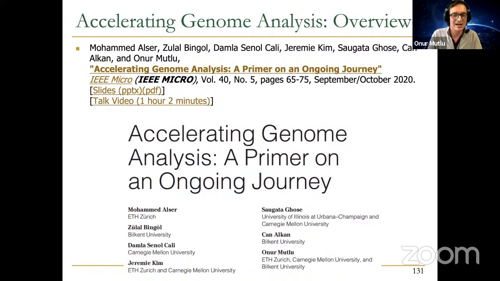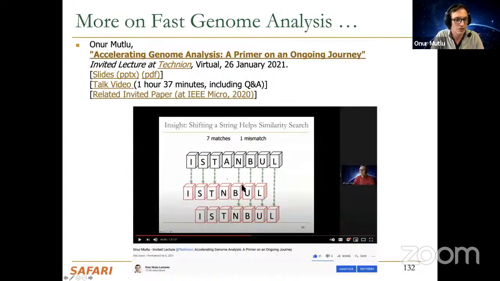Okay, so if you're really interested in this area, we're not going to talk a lot more about this in this course, but I think all of the fundamentals that you will learn in this course would be useful for enabling applications like this. We recently wrote a short survey paper that talks about issues in accelerating genome analysis from a broad perspective. And last month, I also delivered a lecture that covers even more issues in genome analysis. If you're interested, you can take a look at those.